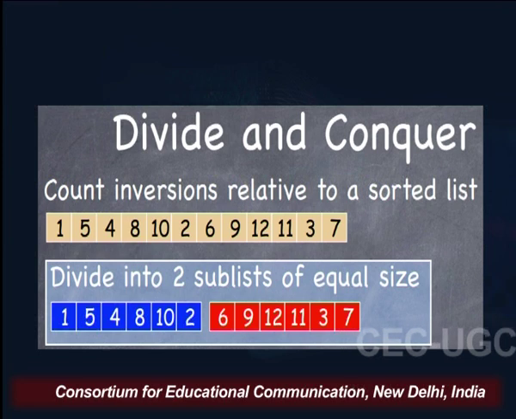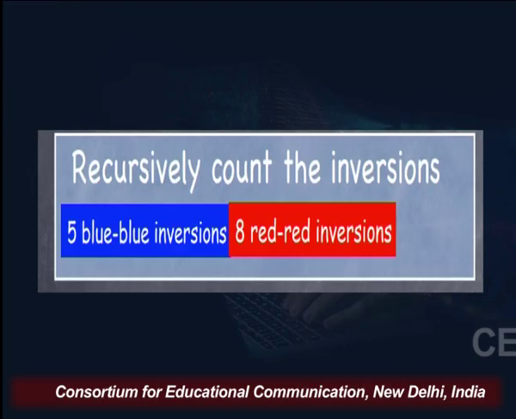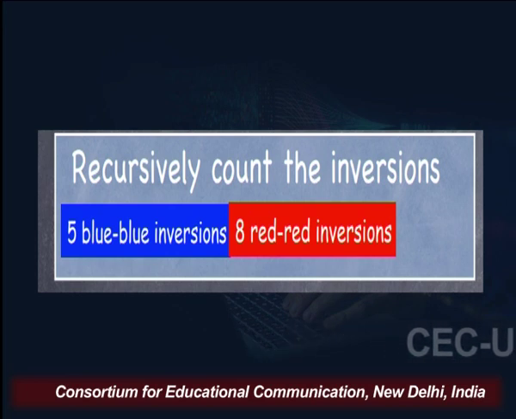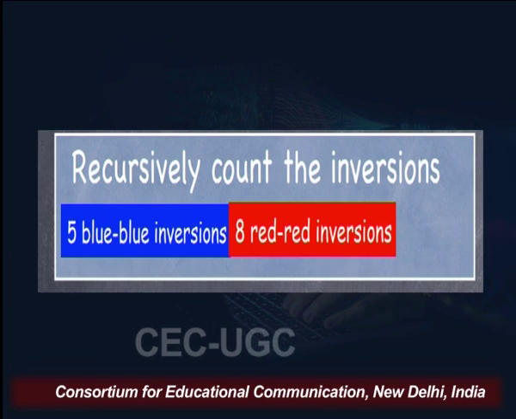Similarly, let us count inversions in the right side. 6 and 9, 6 and 12, 6 and 11, no inversions; 6 and 3 is 1 inversion. Then 9 and 12, 9 and 11, no inversions; 9 and 3 is 1 inversion; 9 and 7 is another inversion. I have told you the method of counting inversions. By this, 5 blue inversions are there, and you can also verify that there are 8 red inversions. So within the red list we have 8 inversions, within the blue list we have 5 inversions.